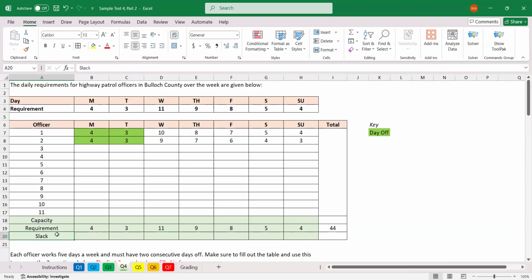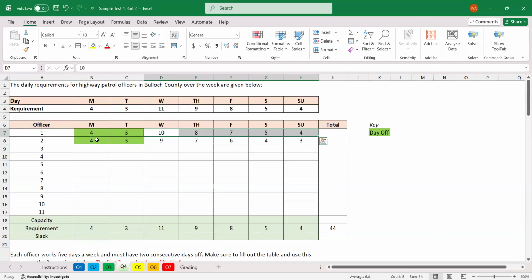Okay, so with these questions, you typically are interested in figuring out when these officers will have the days off and when they will be patrolling and being on the job. And for this example, I already filled out the first two rows. So officers 1 and 2 are going to have their Mondays and Tuesdays as their days off, and they're going to work the rest of the week.